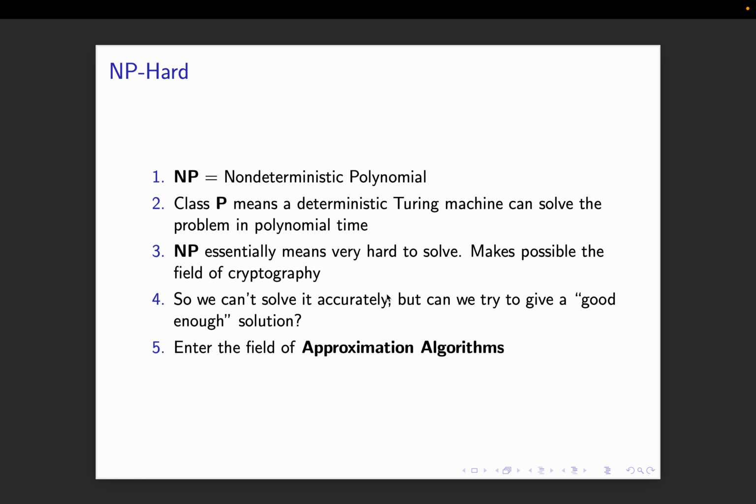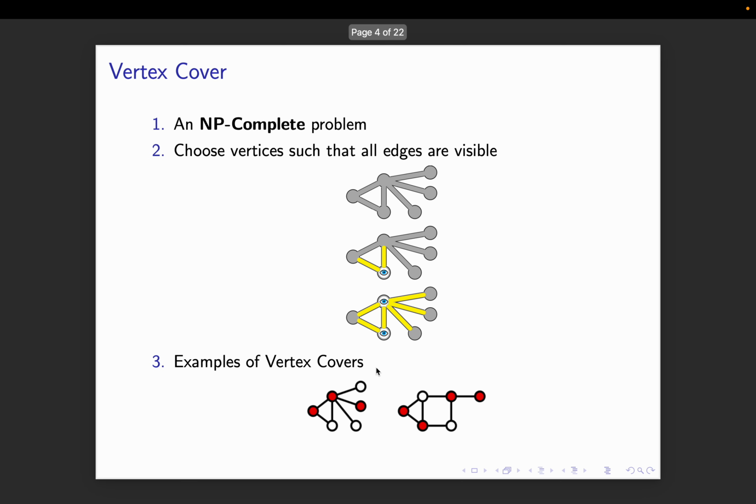So we can't solve it accurately, but can we try to give a good enough solution, something which is not too bad, but it's obviously not accurate, like exactly 100% accurate? So enter the field of approximation algorithms.